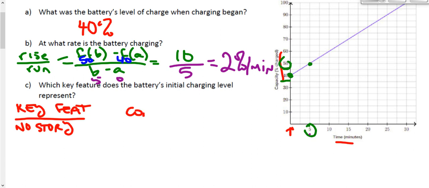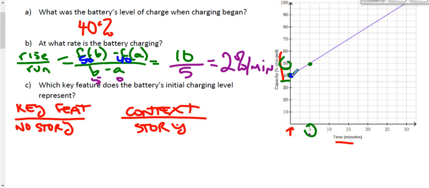Whereas context ties it to whatever the story is. So this is where I talk about the battery, and I talk about the charging level, and I talk about percent charged in minutes. That's what context is. So the key feature that the initial charging level represents is just this dot on the graph right here. So if I pretend this is any graph, I have no idea what the story is. All I'm looking at is the dot on the y-axis of this graph.